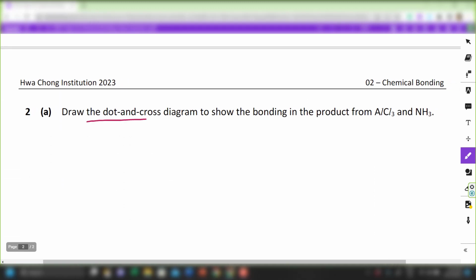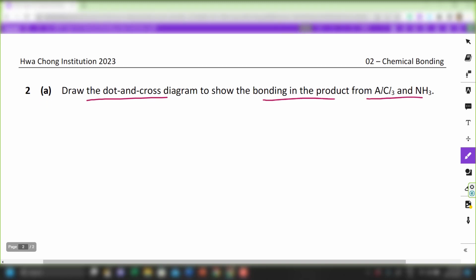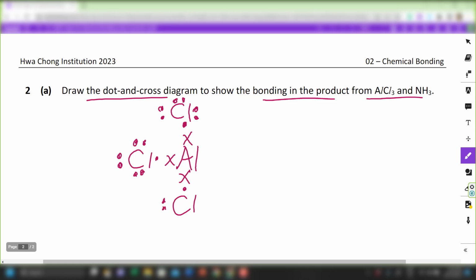Okay, so next, dot and cross diagram to show the product from aluminum chloride and ammonia. So aluminum is in period 3, group 13, so it has 3 valence electrons. So with 3 valence electrons, the dot and cross diagram will be straightforward. It will look something like this. I think most of you, if not all of you, will be able to draw this out quite easily. So remember that aluminum chloride is the exception.